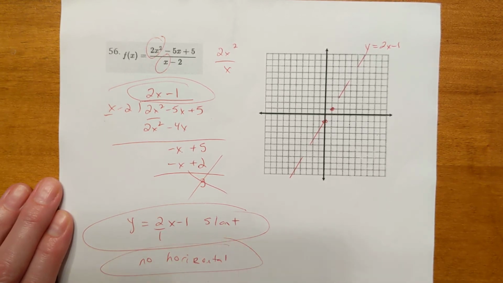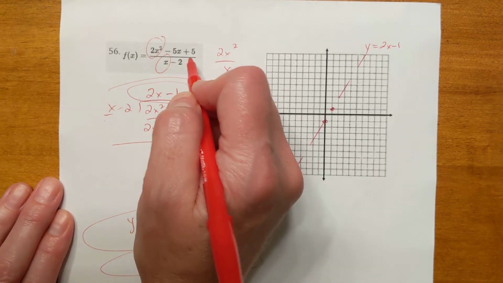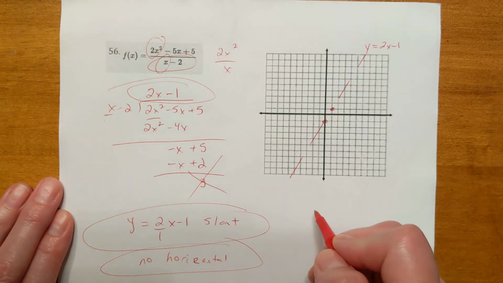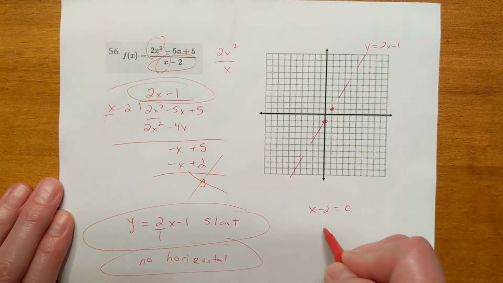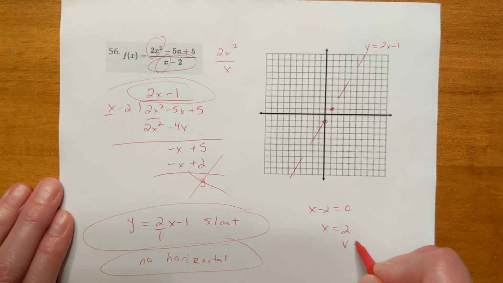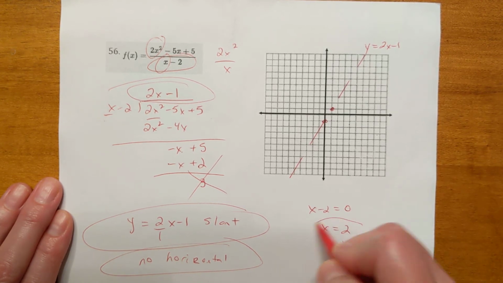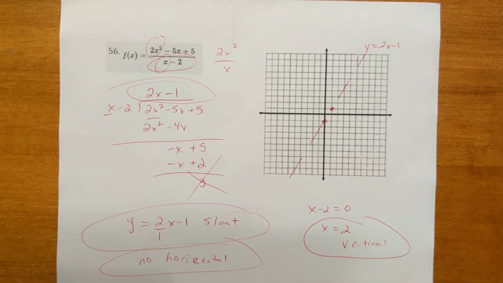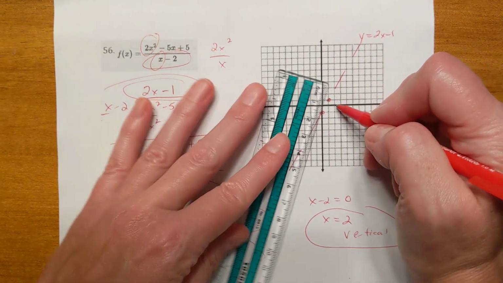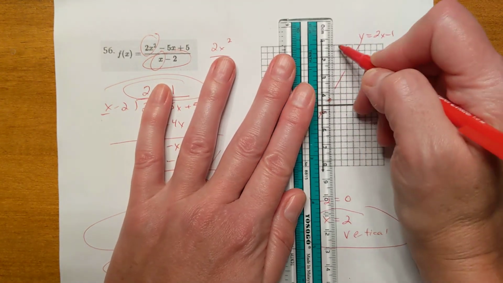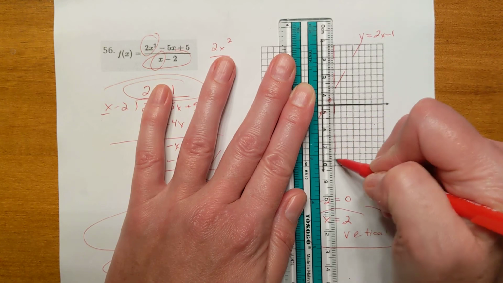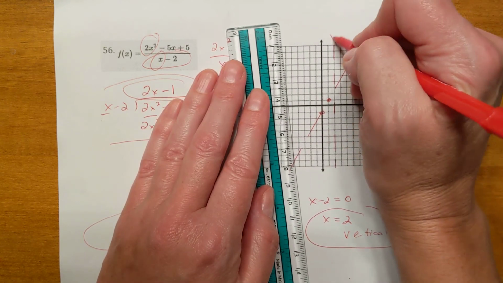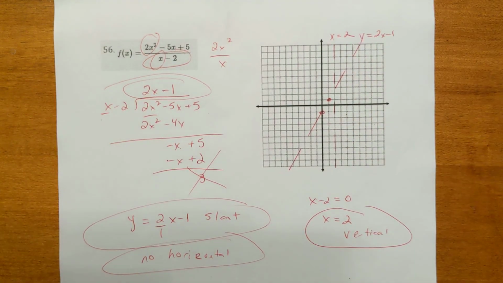So that takes care of that, let's do the vertical. The vertical is what makes the denominator equal to 0. So when x minus 2 equals 0, that's x equals 2. So that's the vertical asymptote. And technically, you were supposed to try to factor the top and see if it canceled out and made a hole, but spoiler alert, it doesn't. So we're all done with it.